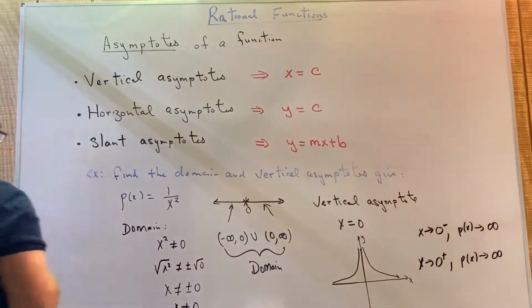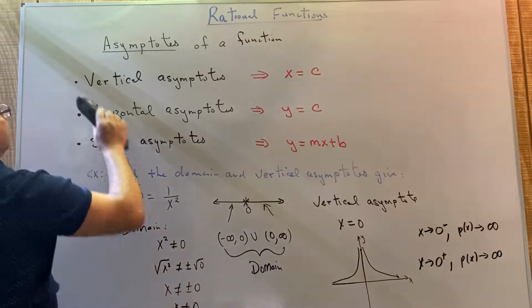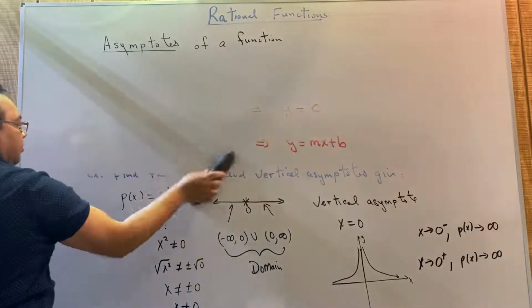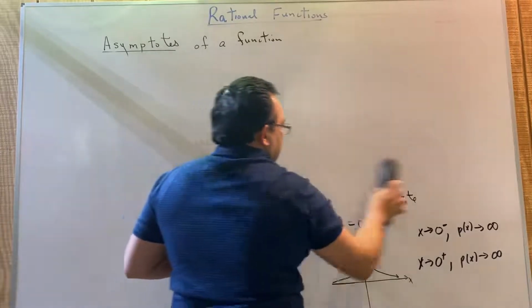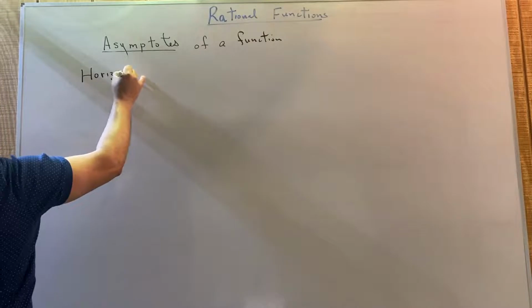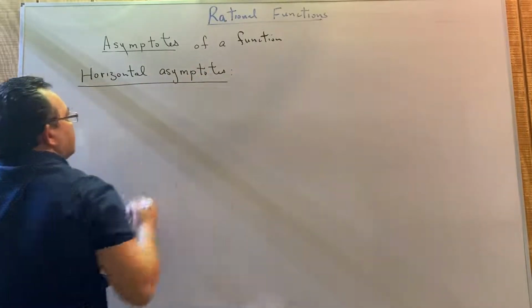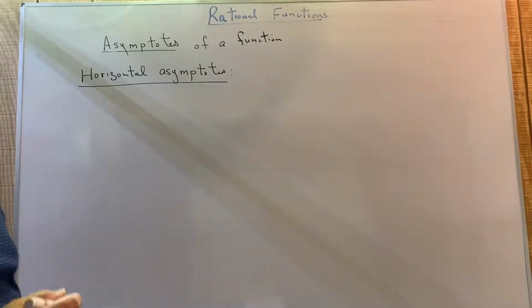Now, for horizontal asymptotes, what I'm going to do is use a simple way for you to identify them. What I'm going to focus on here is looking at the degree of the numerator of the rational function in comparison with the degree of the denominator of the rational function. Okay? So we're on to horizontal asymptotes now. For horizontal asymptotes, we're going to compare the degree of the numerator versus the degree of the denominator.